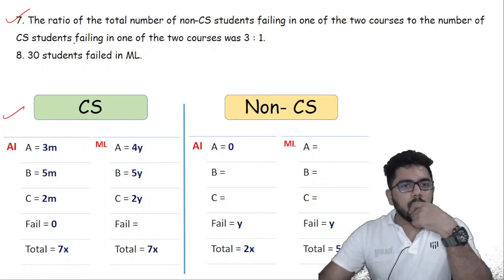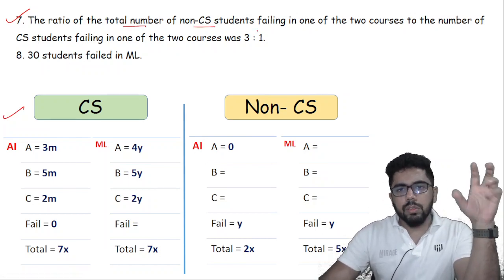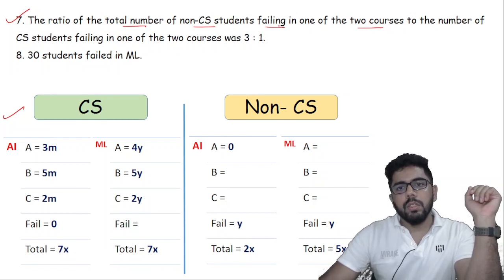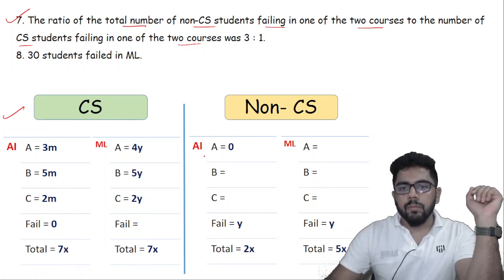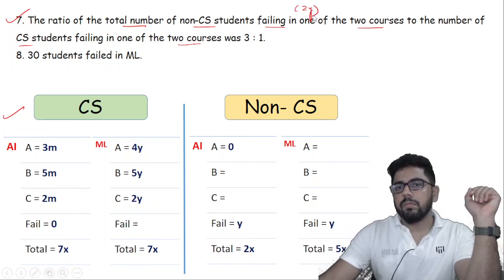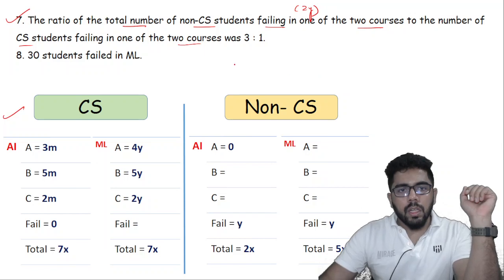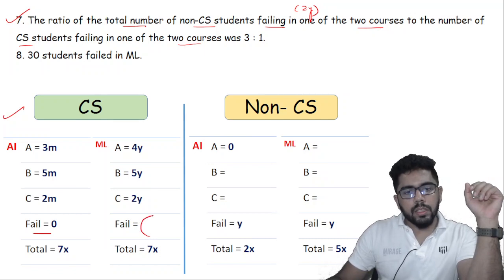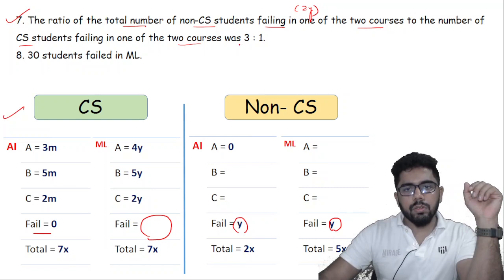Statement 7. The ratio of total number of non-CS students failing in one of the two courses to the number of CS students failing in one of the two courses was 3:1. Now, the number of non-CS students failing in one of the two courses is 2y. And there is no one failing from the CS department in AI. So whatever fail, we'll get it here. So this total to this is in the ratio 3:1.